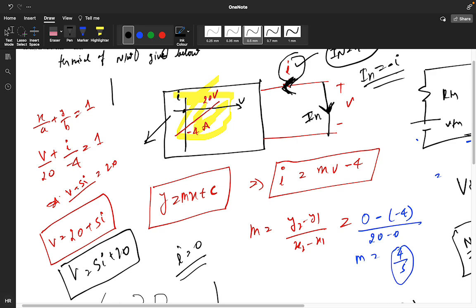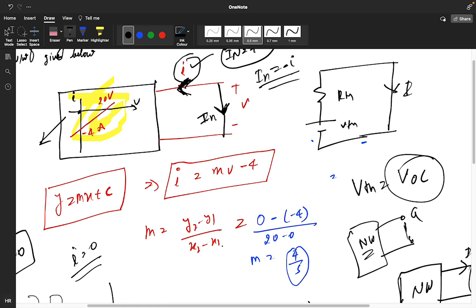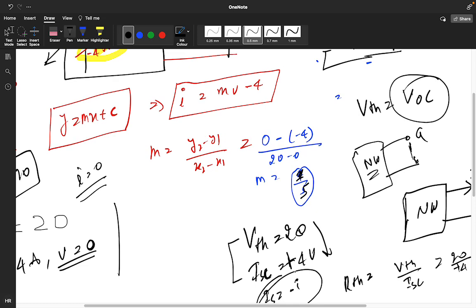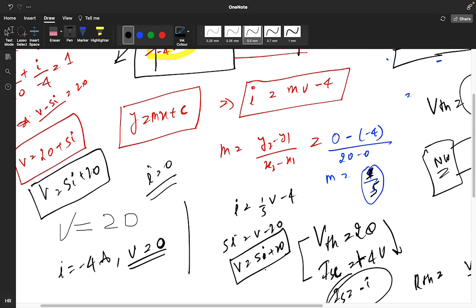So using this you will get V minus 5 is equal to 20. And if you use y2 minus y1 divided by x2 minus x1, you will get 4 by 20, that is 1 by 5. Substitute this in this particular equation: I is equal to 1 by 5 V minus 4. So I is equal to (V minus 20) divided by 5, so you will get the same equation, V is equal to 5I plus 20. We are getting the same equation. See, this equation and this equation both are the same, so you can use this or this, it's up to you.